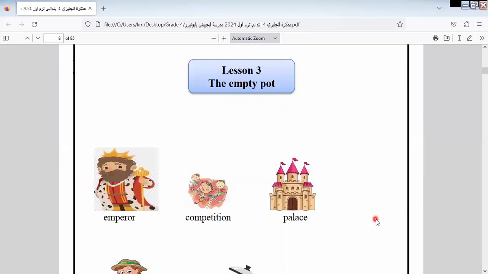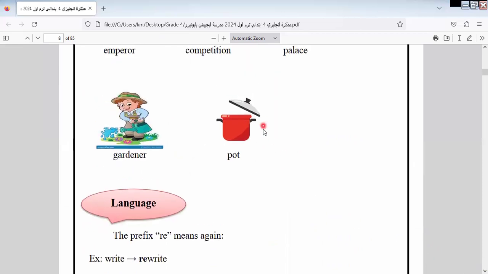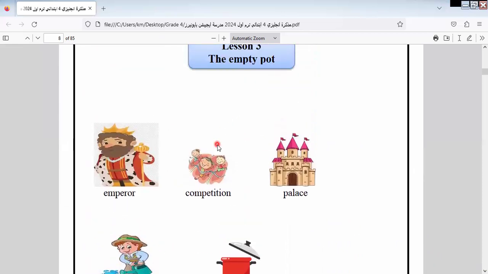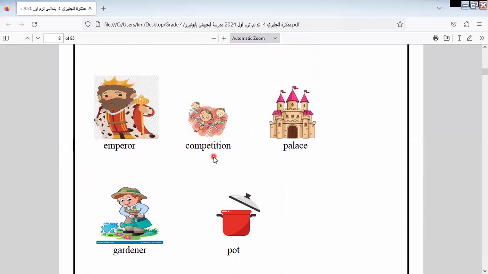Let's go to another one here. We have the story of the empty pot, emperor. We have competition, and the word competition has a verb. We took it in grade 3 in Connect Plus. We use the verb compete. Okay, compete. This is the verb from this noun, competition.